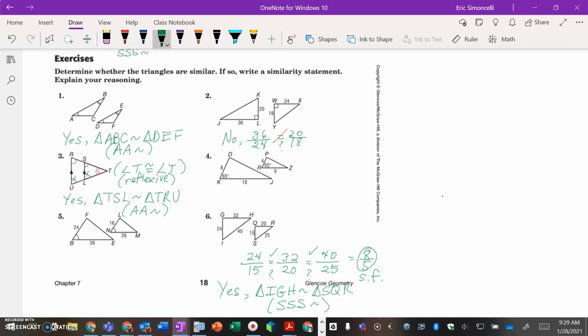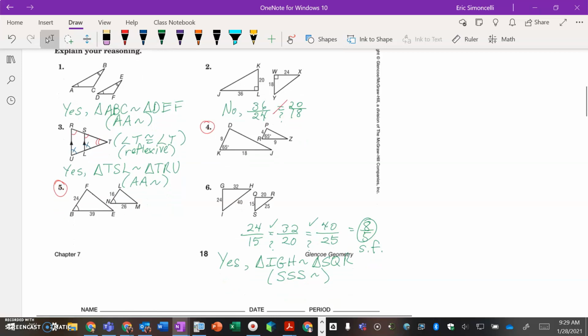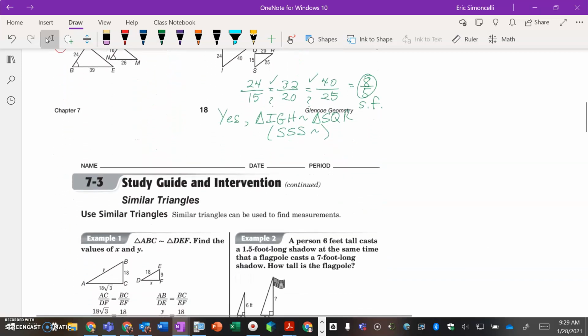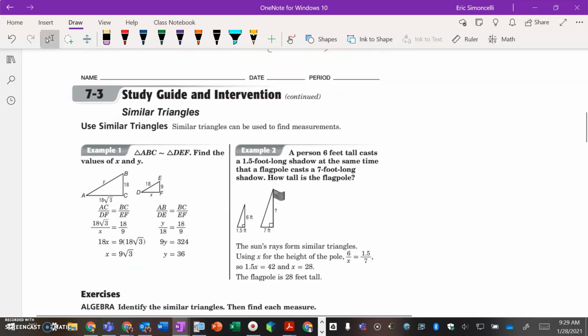Please practice certainly numbers 4 and 5 on your own. I'd like you to do those on your own. It does turn out, and you'll find this to be the case, that they are both side angle side similarity statements that you can prove. But please try those on your own. On the next page, we're going to go ahead and continue with example 1 and 2.